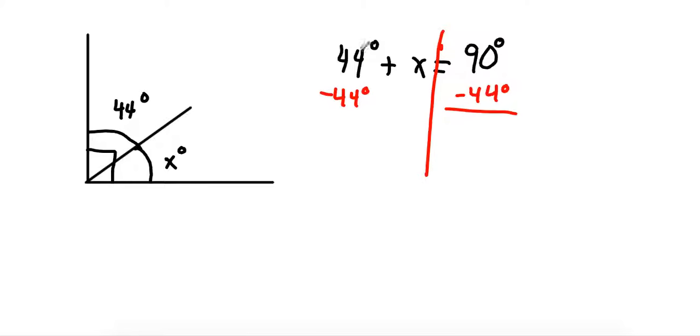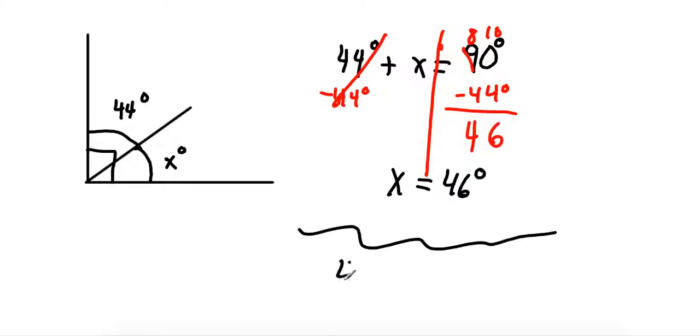I'll have to do a little bit of borrowing here. Now 44 minus 44, that cancels out. I don't have to worry about anything there. Over here, I can't subtract 4 from 0, so I'll borrow. 10 minus 4 is 6. 8 minus 4 is 4. So I get a final result that x is equal to 46 degrees, which makes sense because if I substitute my x with 46, 44 plus 46 gives me a total angle measure of 90 degrees.